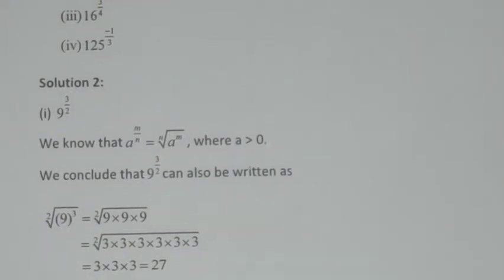Solution 2. That is the first question, 9 raised to 3 by 2. So again the same rule, a raised to m by n equals the nth root of a raised to m. So we can write that as the square root of 9 cube. Square root of 9 cube means square root of 9 into 9 into 9. So 9 can be written as 3 into 3 into 3 into 3 into 3 into 3. So when 3 is repeated 2 times, then 3 we can take out. Again another pair is there, so 1 more 3. 1 more pair is there, so 1 more 3. So 3 times 3 times 3 we can take out, that the answer is equal to 27. So 9 raised to 3 by 2 means the answer is 27.